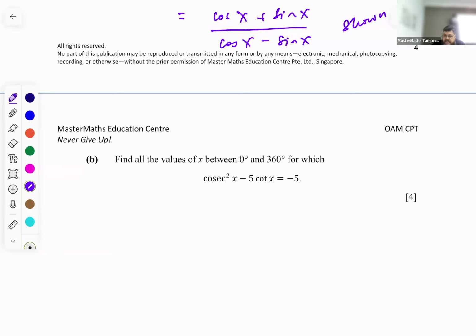This one, you first apply the identities again, with cosecant. Once you apply the identities, you factorize, get the values, your basic alpha. And then you should be able to do it already.